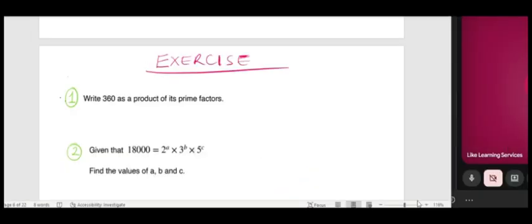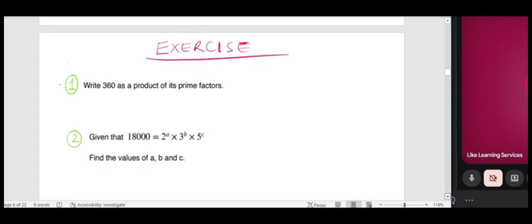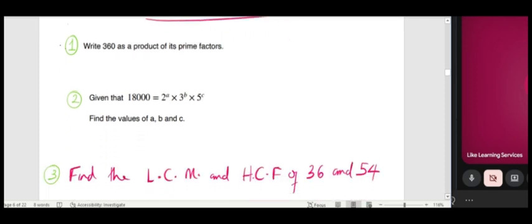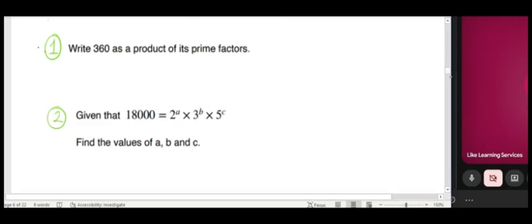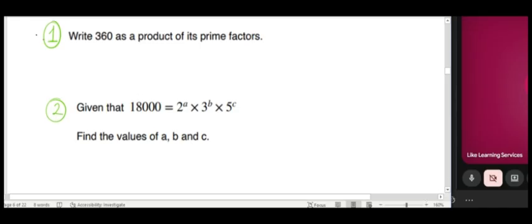All right, let's see these exercises. Number 1, write 360 as a product of its prime factors. Number 2, given that 18,000 is equal to 2 raised to the power a times 3 raised to the power b times 5 raised to the power c, find the values of a, b, and c.